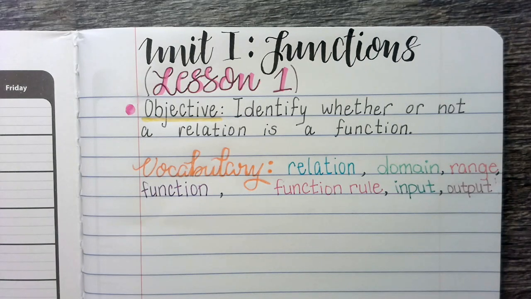So some of the vocabulary we're going to focus on right now are the following words. We're going to deal with the word relation, domain, range, function, function rule, input, and output, among others, but those are the ones that sort of popped out to me as being main words to really go over throughout this particular lesson. So let's start off with a relation.